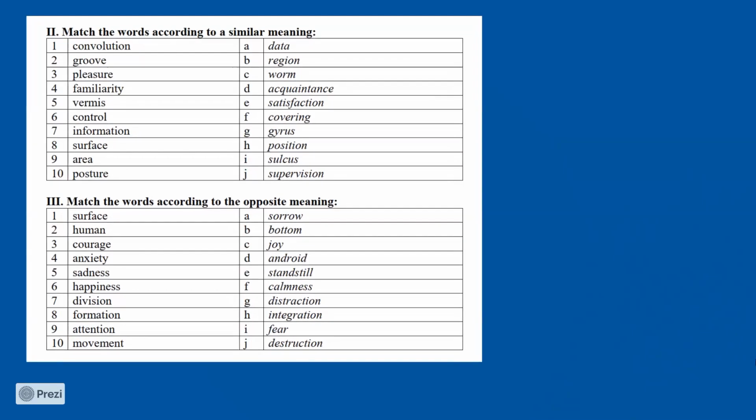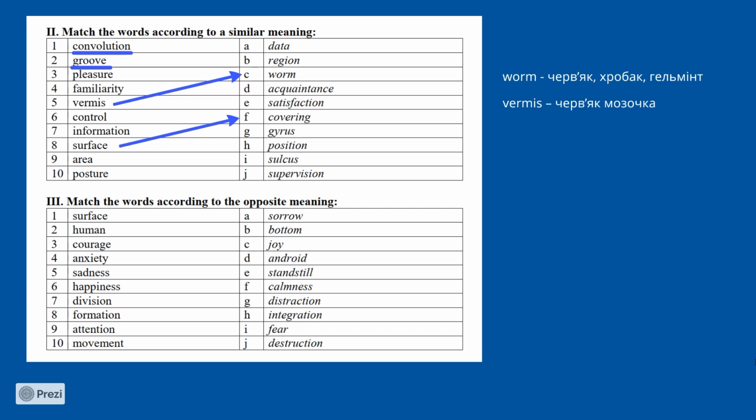In exercises 2 and 3, you have to find words with similar and opposite meanings. Several minutes ago, we talked about convolution and groove, so you won't have troubles finding the match. I've also mentioned the correct pronunciation of the word surface, поверхня, and the word with a similar meaning is covering, покриття. Another word, vermis, it's an anatomical term for черв'як мозочка, and a similar word is a worm with the general meaning черв'як, хробак, or even гельмінт.